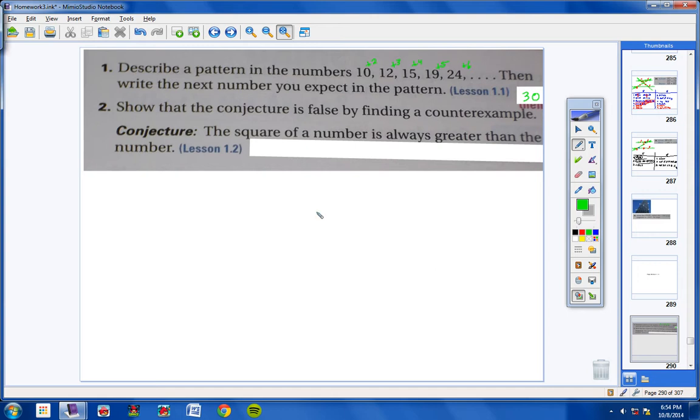The square of a number is always greater than the number. Well, that sounds good. 2 times 2 is 4. 4 is greater than 2. 3 squared is 9, and 9 is greater than 3. 4 squared is 16, and 16 is greater than 4. But hold it, how about 1 squared? 1 squared is 1, and 1 is not greater than 1.